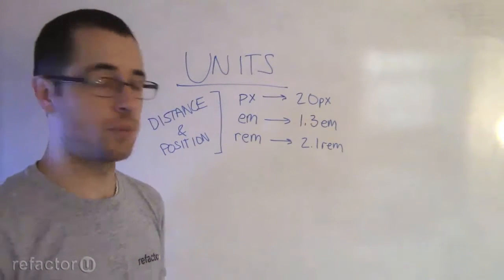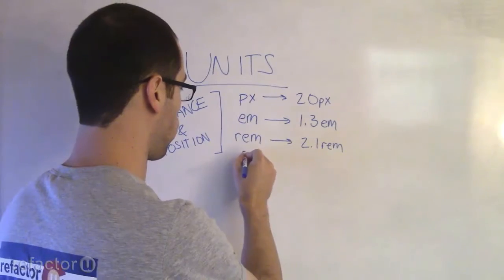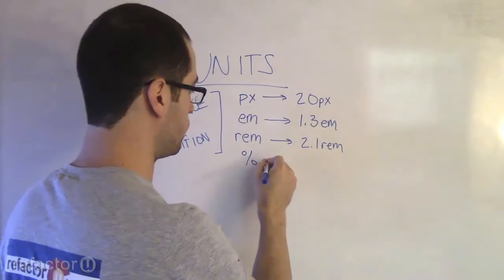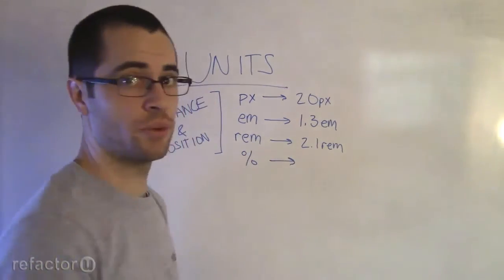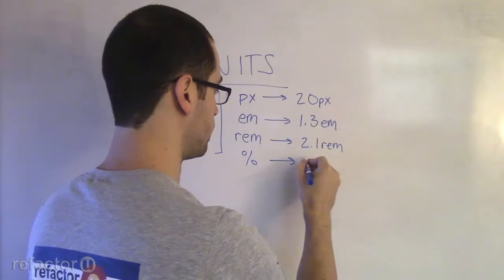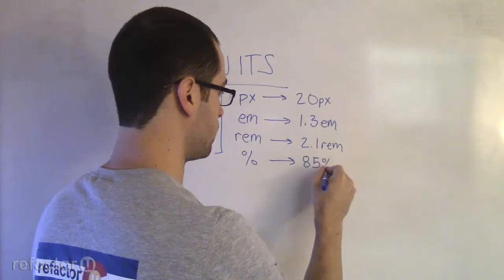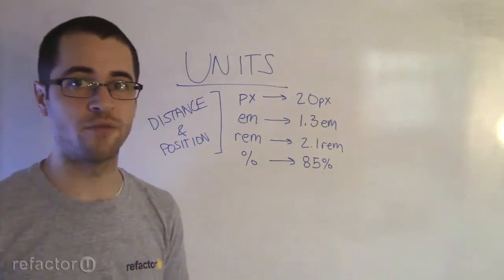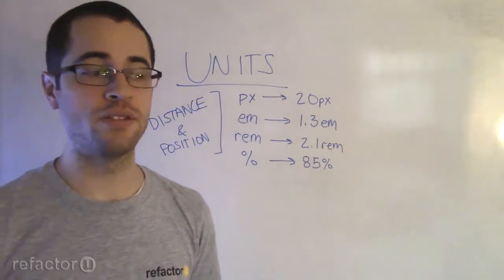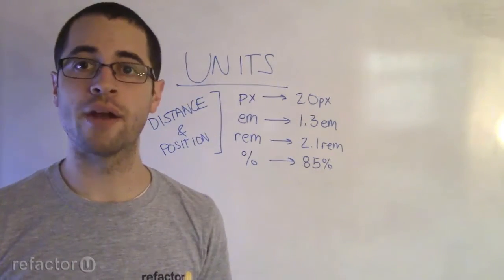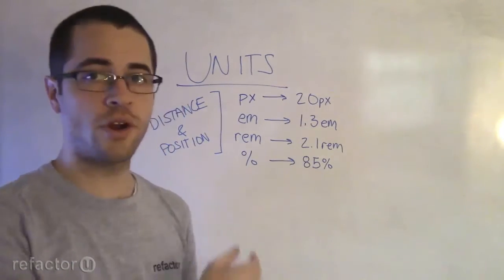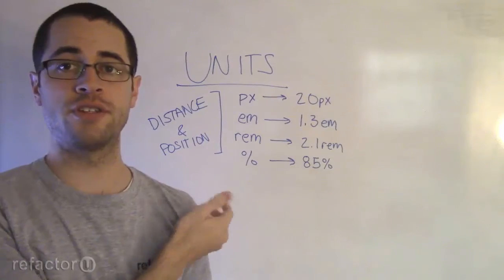We also have actual percentages, which will be written something like 85%. This means 85% of the parent's width. So these are our basic units for distance and position.